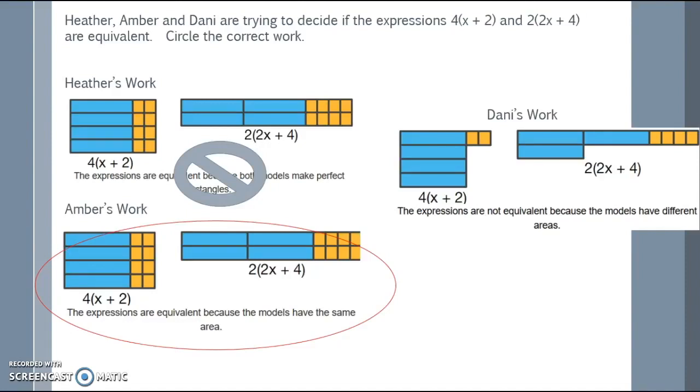Now, Danny wrote the expressions, but she doesn't have the correct work. She's got x plus 2 and then 4, so her models are not even correct. The expressions are not equivalent because the models have different areas. That's true, they have different areas, but she did not represent using her algebra tiles correctly. So Danny is incorrect.